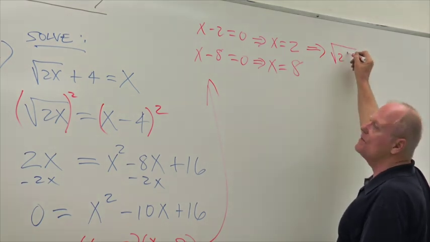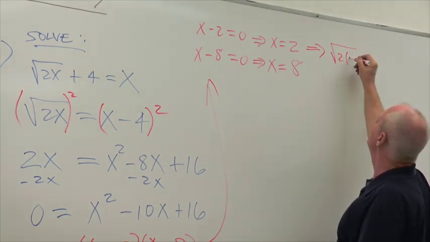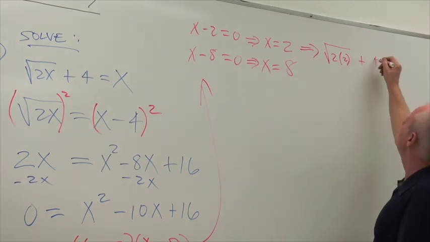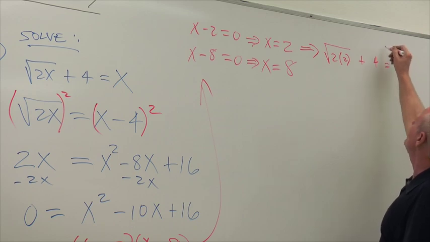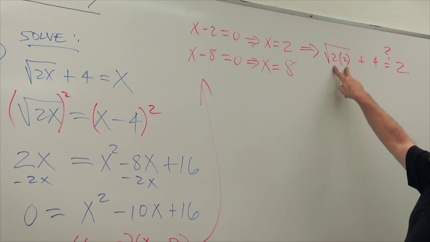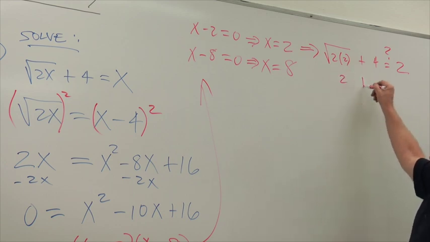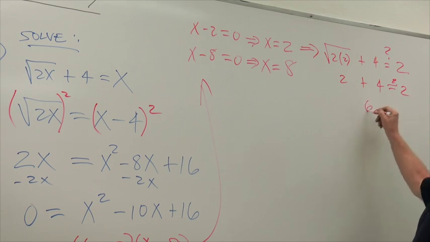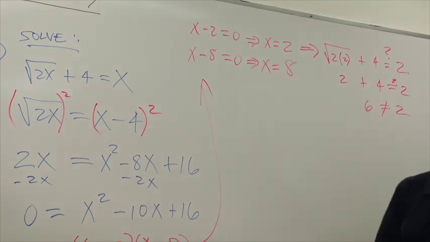Square root of 2 times 2, plus 4 equals what? 2? Yeah? It's the square root of 4, which is equal to 2. Plus 4? 2 plus 4 is 6. It's not. 6 is not equal to 2. So what happens here with this problem, guys?